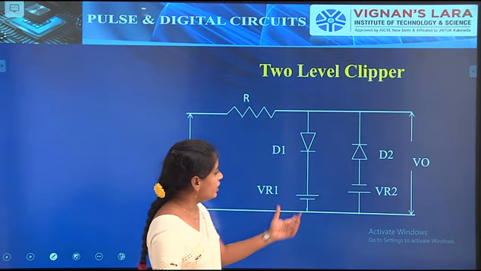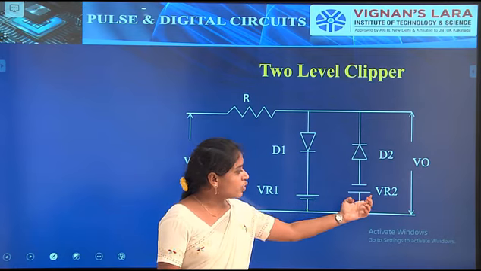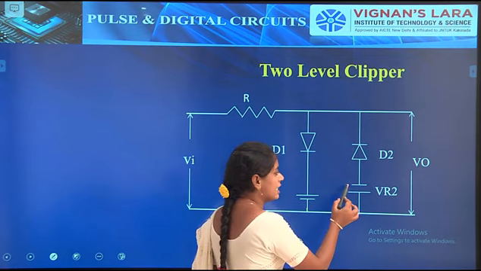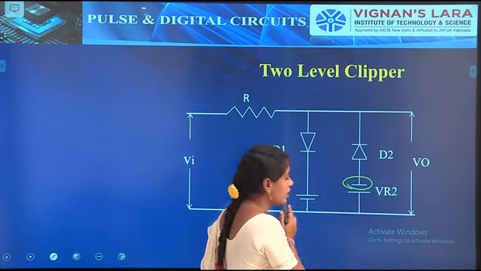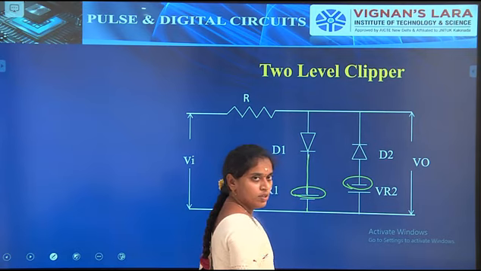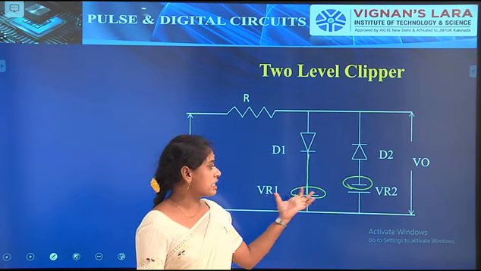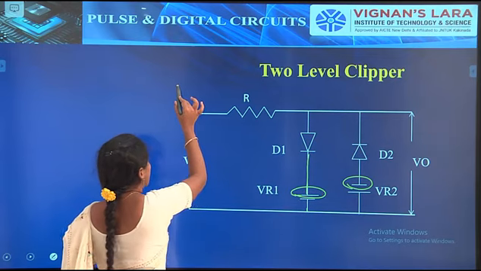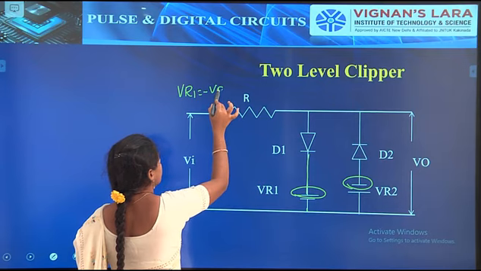But at VR1 level, VR1 is positive and VR2 will be negative. Why? Because here we apply a negative reference signal to the anode of the diode, and here a positive reference signal is applied to the cathode of the diode. That is the only difference between these two, but the voltage levels are the same. So VR1 is equal to minus VR2.